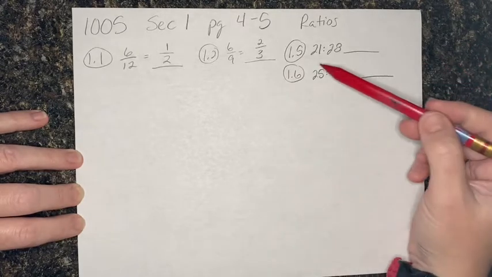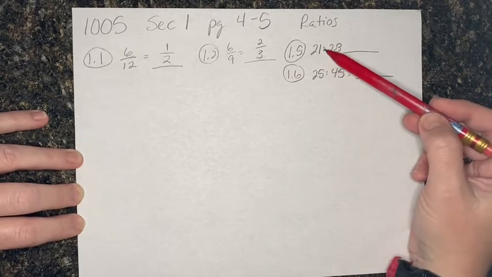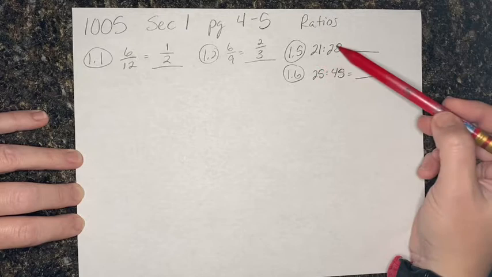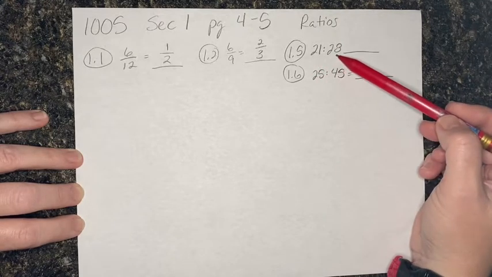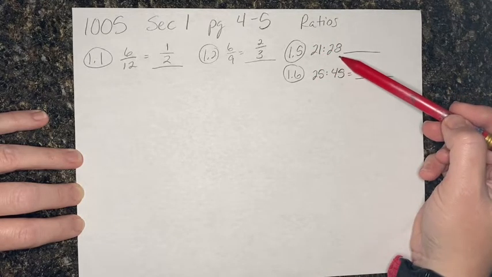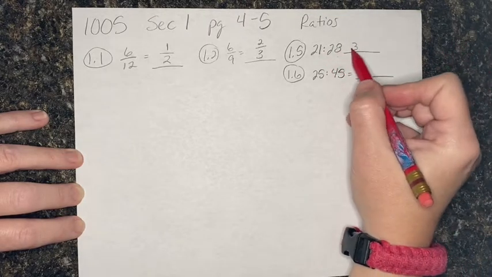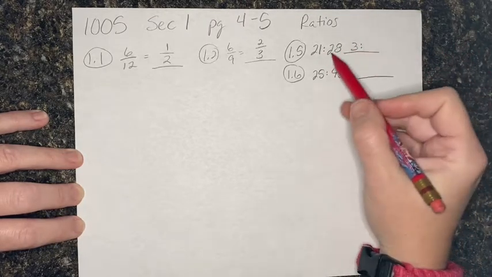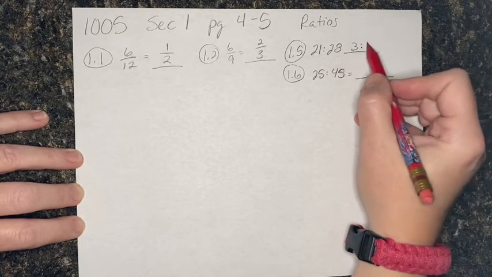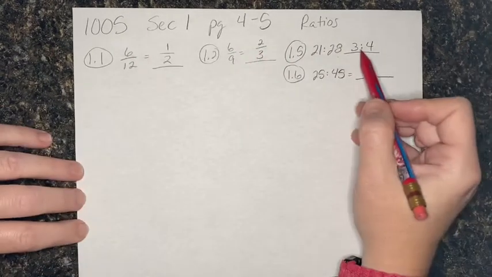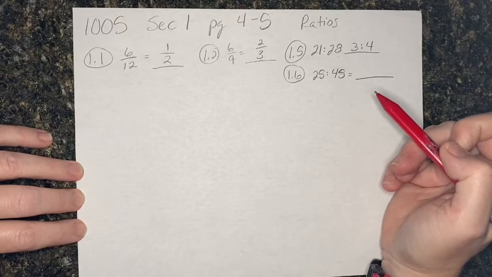Okay? Number 5, 21 to 28. Now we've got to think a little bit, but if we think, we can see that they both have 7 in common as a factor. How many 7s are in 21? There are 3. And how many 7s are in 28? There are 4. So this is a 3 to 4 ratio.